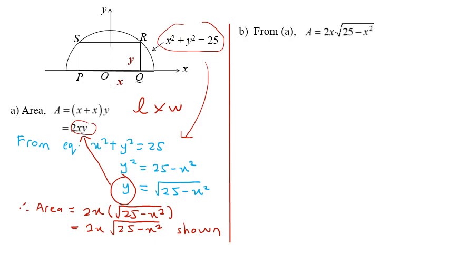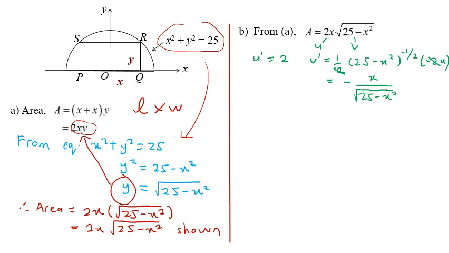Right, next for question B. Just now we already showed from A that the area is 2x times square root of 25 minus x squared. So from here we need to differentiate. Remember, as I told you before, since we already have a single term on the right hand side, we can differentiate. So A in terms of x, differentiate would be dA/dx. Before that, as you can see over here, since we have two terms, 2x and also square root of 25 minus x squared, make sure you use the product rule.